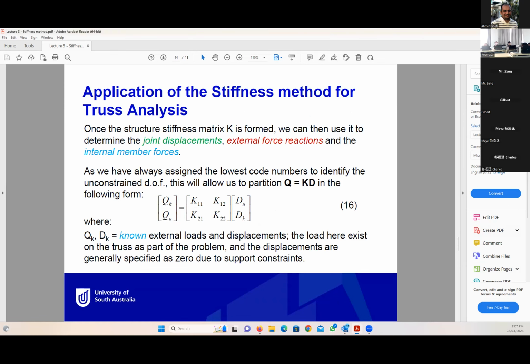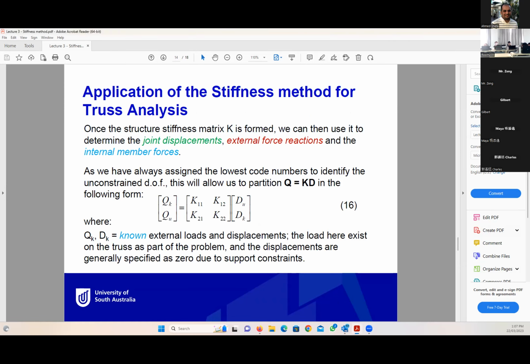Okay. What we will do is divide the Q matrix into 2 parts, QK and QU. QK is the known external forces, which means the applied loads. QU is the unknown forces, which are the reactions. DU is the unknown displacement, which is 1 and 2 in our case. DK is the known displacement, which is 3, 4, 5, 6.